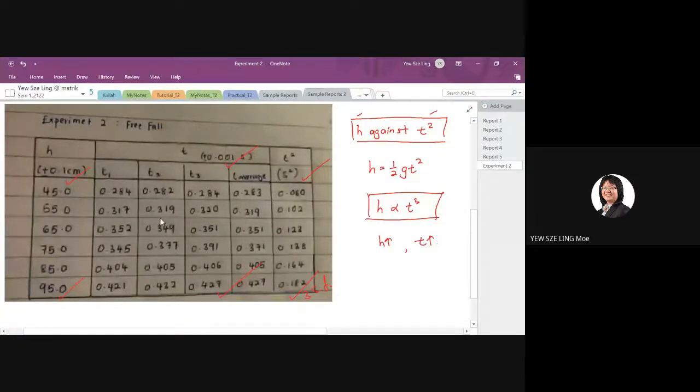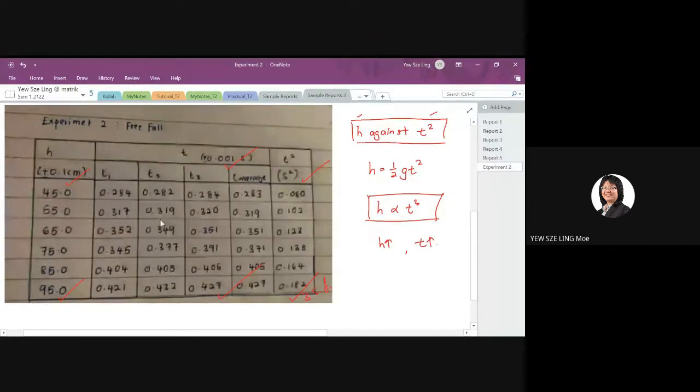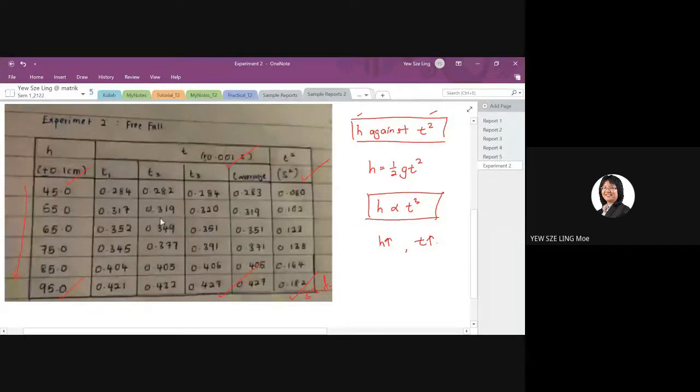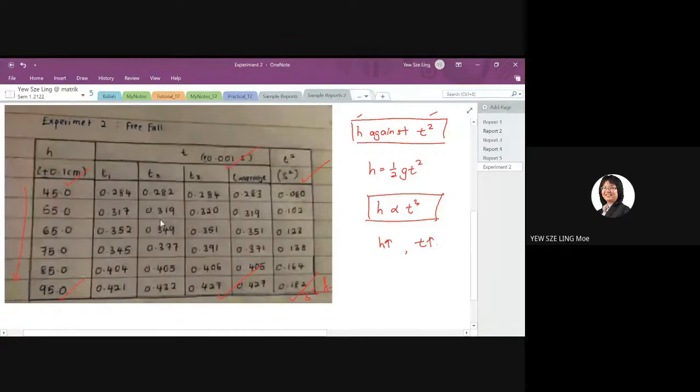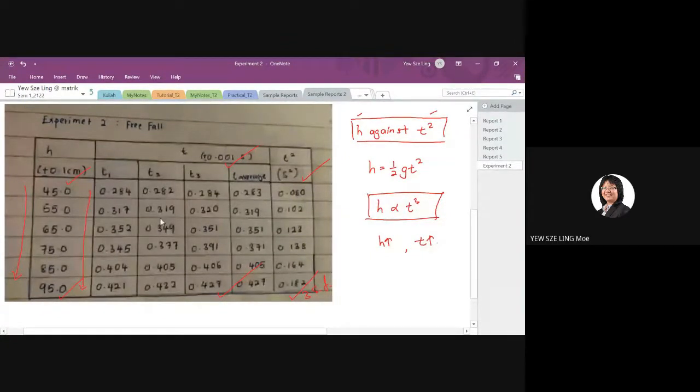So is it correct? Let us go back to the table again. My h starts from 45 and it increases towards 95. If you look at the time, from 45 cm it is 0.284 second, it slowly increases until 0.421. So both increase at the same time, which means my data makes sense. It just makes sense. It doesn't mean that it is definitely correct. Correct or not is based on our calculation, on our percentage of error.